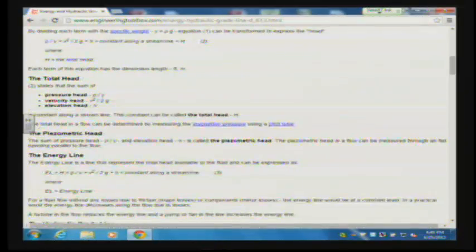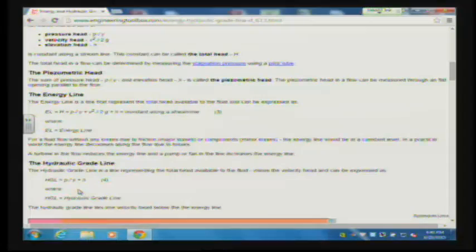Now, in the next section, we talk about the piezometric head and the energy line. The piezometric head is the sum of the pressure and the elevation head. Okay, the energy grade line we've talked about a little bit, and we've talked about the hydraulic grade line. So if you look at the pressure head, P over gamma, and the elevation head, our authors use the variable Z, but we're just talking about a height in this case, that's the hydraulic grade line.